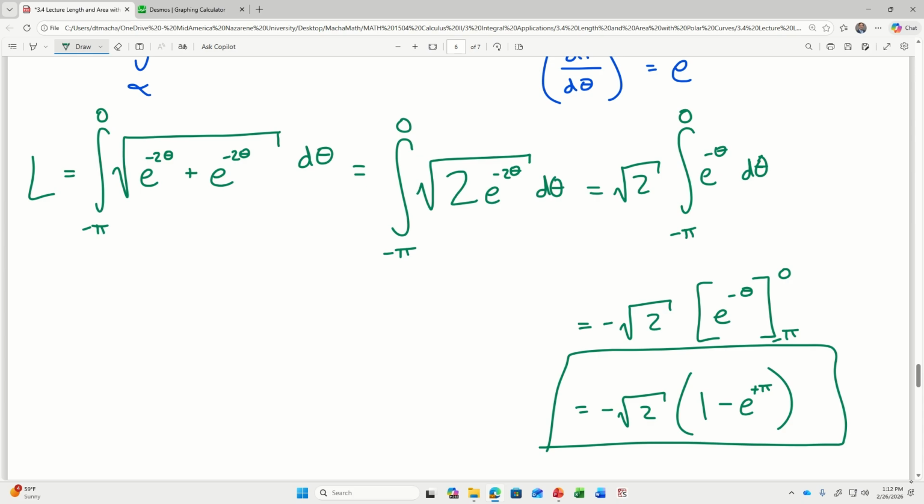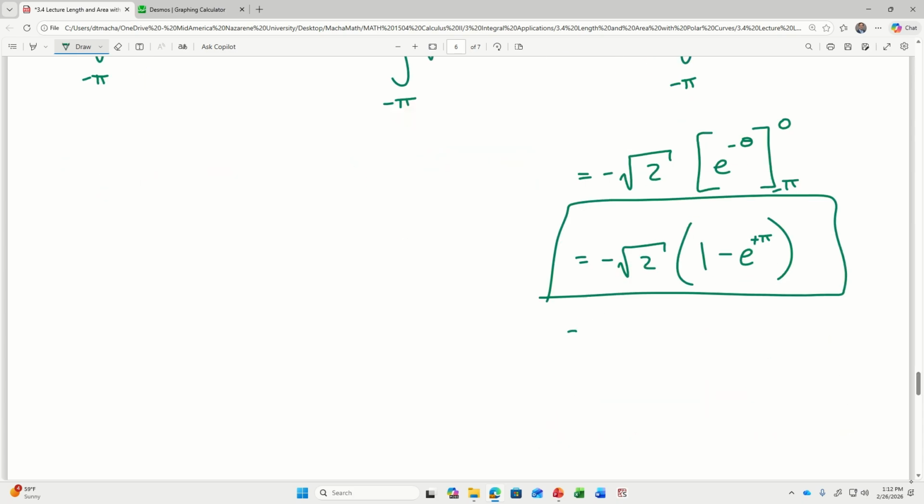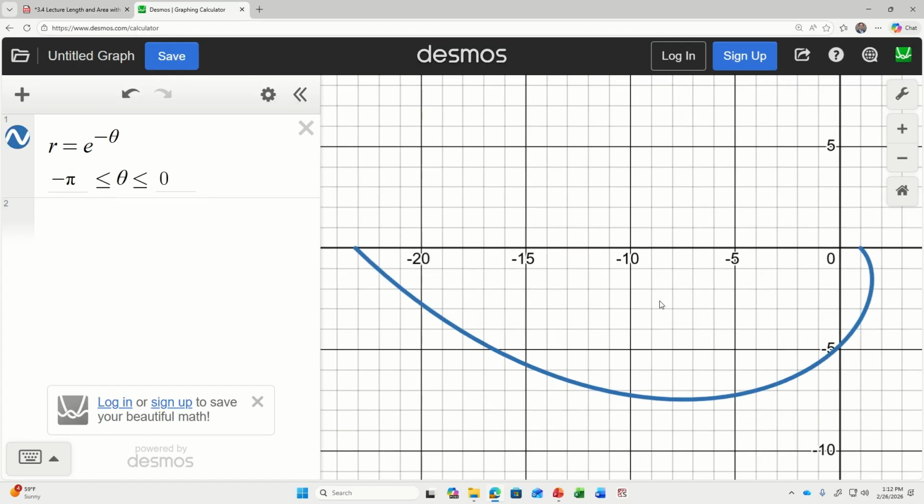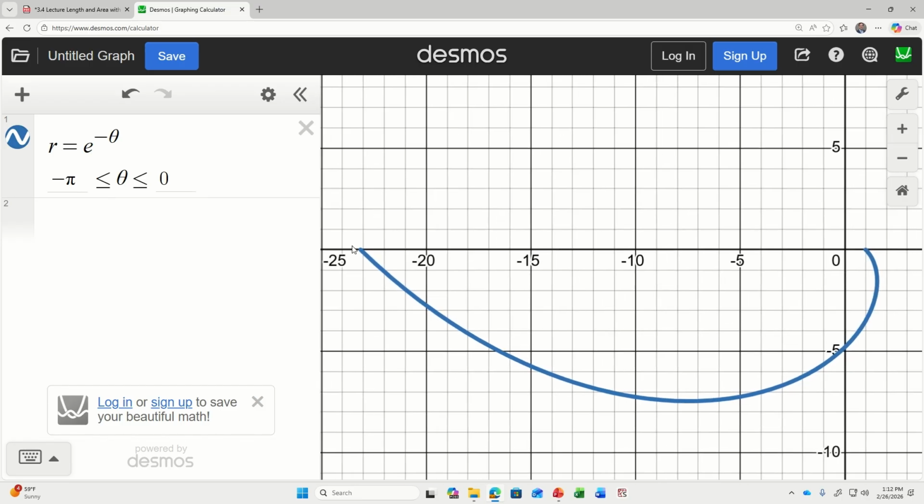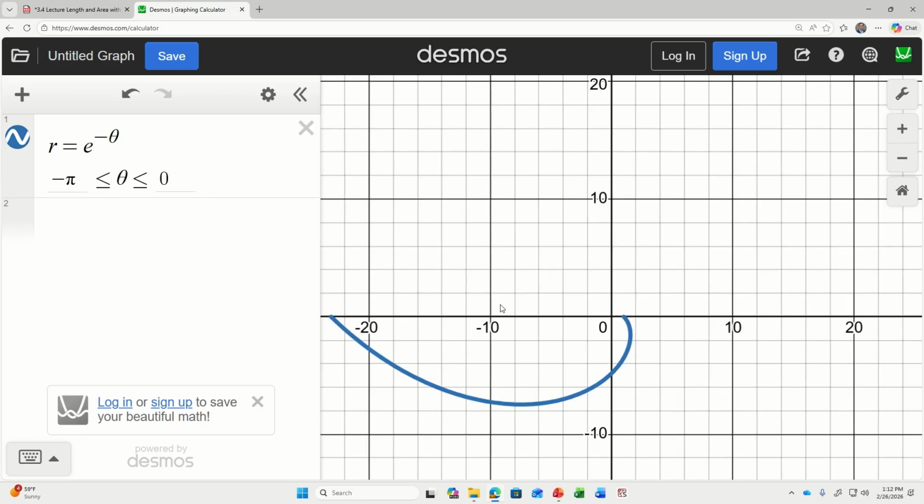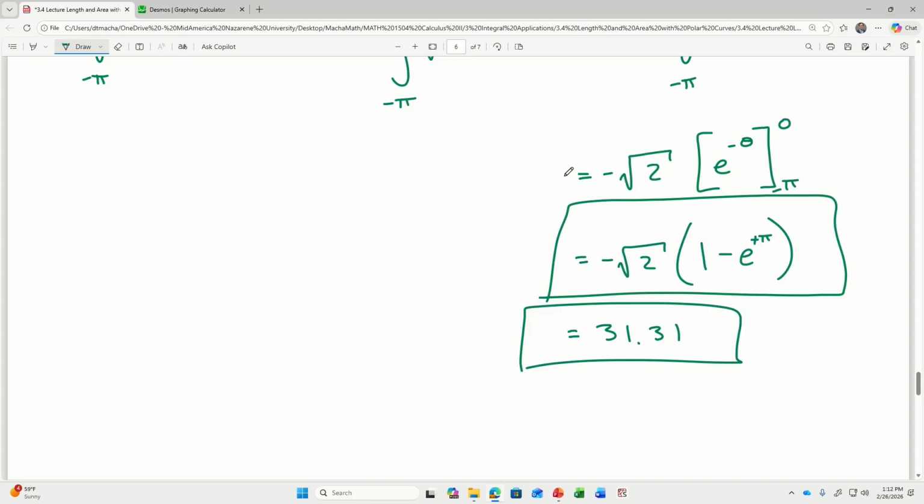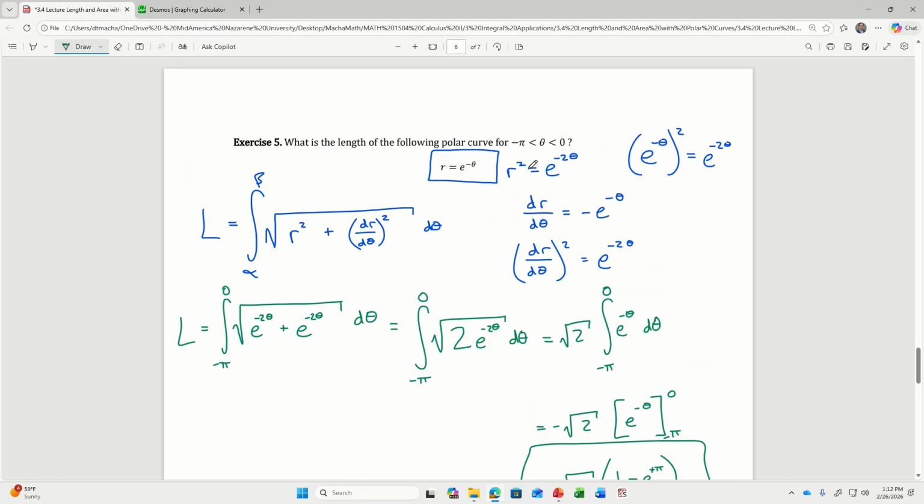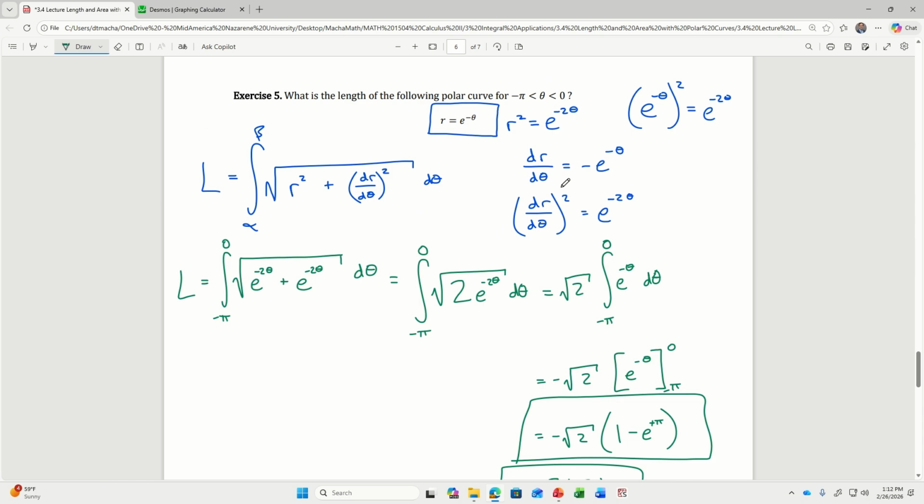31.31. And we'll see, does this look like a 31.31 length curve? I think so. Looks like 24 in the x direction, plus it's got a lot of curvature to it. So yeah, I can see it being 31. Cool. Questions? No?